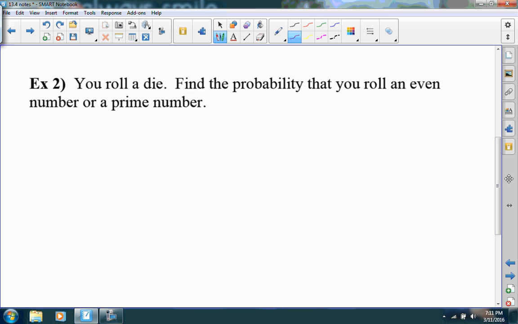Okay, for example 2 here, we're going to roll a die again, and we're going to find the probability that you roll an even number or a prime number. So again, if you want to list out the numbers, that can be helpful. And then first we're going to find the probability that you roll an even number. So I have 2, 4, and 6. Those are my even numbers. So there's 3 out of 6 that are even.